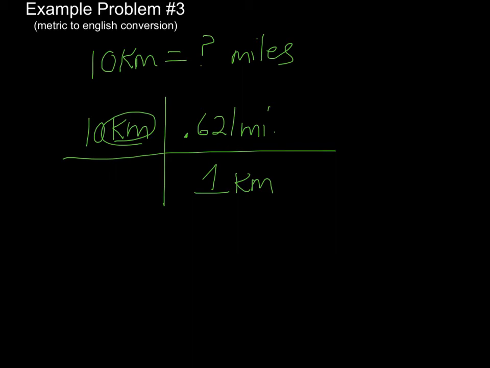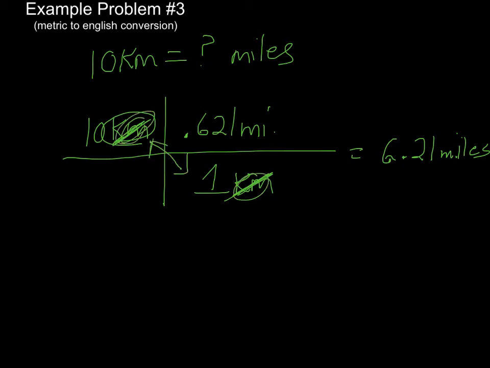Now notice I know a lot of the equivalencies. These equivalencies can be looked up anywhere. I just happen to know them. Kilometers cancels, so I'm left with 10 times 0.621, which in this case is going to give me 6.21 miles. Again, notice that the units cancel here.